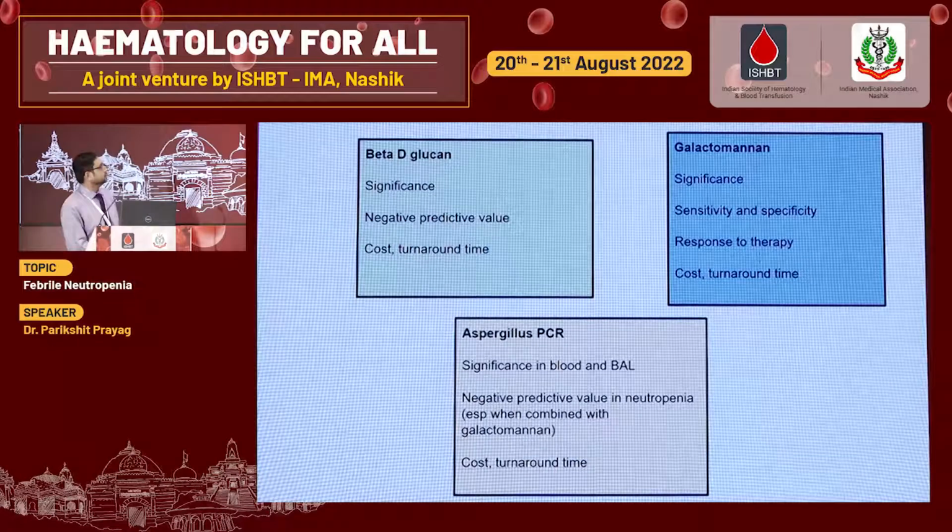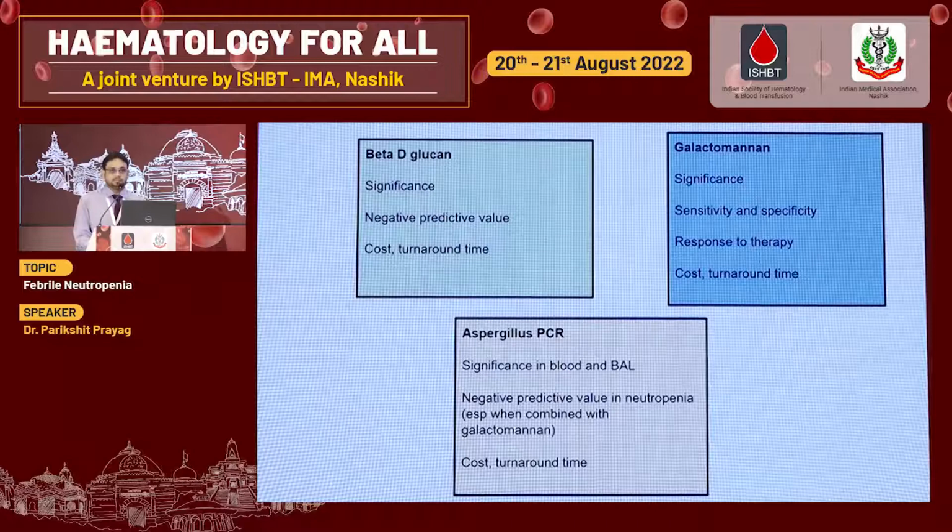Now, what is the utility of beta-D-glucan? Beta-D-glucan is a normal component of the cell wall of fungi. So it is present in Candida, Aspergillus, and PCP. These are the three main fungal infections which contain beta-D-glucan in the cell wall. So again, what is the utility? If I have quick access to BDG, then a negative BDG rules out candidemia with a fair amount of certainty. So in patients with febrile neutropenia, I am also looking at markers which have negative predictive value. If I send a BDG and it is negative, I am fairly certain that this patient does not have candidemia.